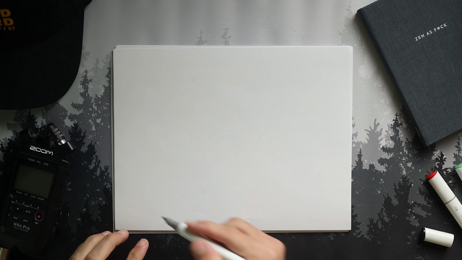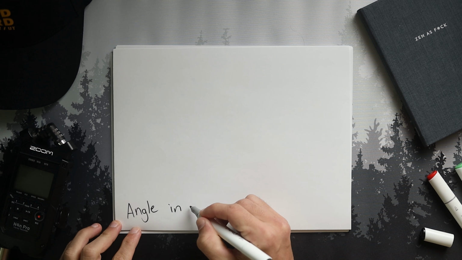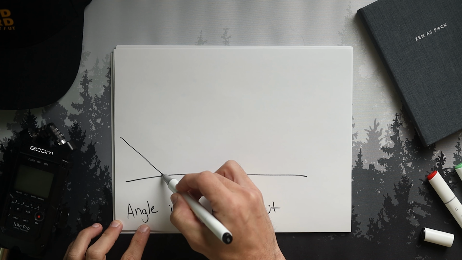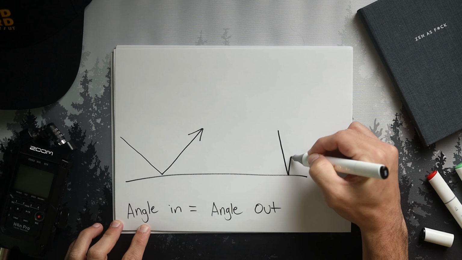Behavior number 1 is angle behavior. So light can bounce off of all different surfaces. And what the angle behavior tells us is that the angle of incidence is the angle of reflection. So what this means is that the angle that light travels into a surface is the same angle that it gets reflected. And to demonstrate, got this flashlight and a mirror.